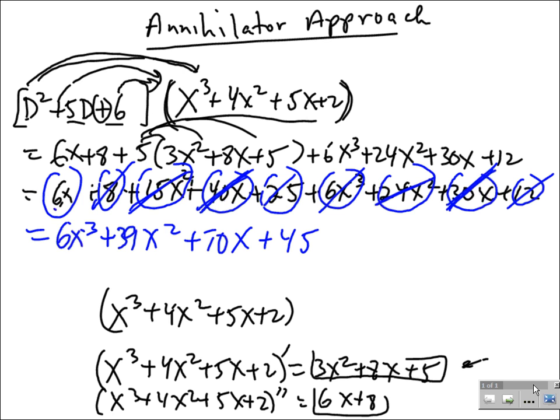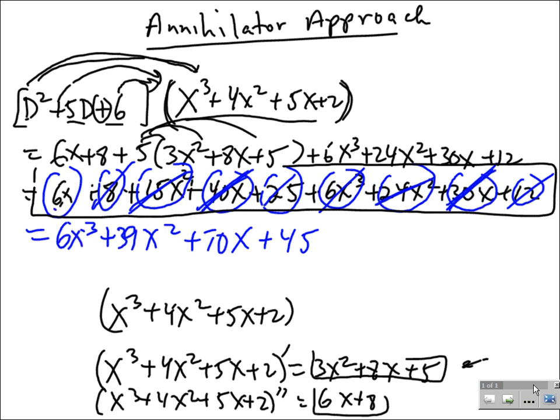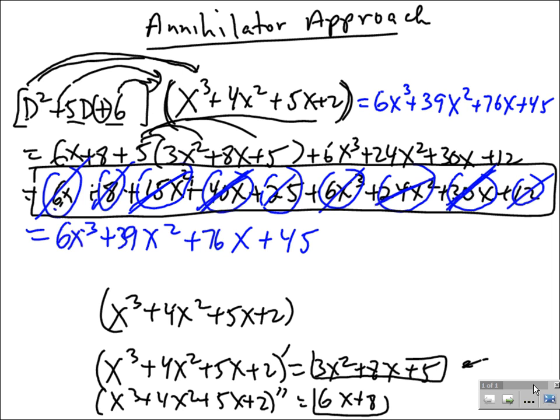Now you should look here and see, is there anything that wasn't crossed off? That's why I'm crossing things off. And I say, oh my, I didn't take care of the 6 x's. So I'll add those 6 x's. Some are already 70 x's. And I get 76 x's. So now this is the answer: 6x cubed plus 39x squared plus 76x plus 45.